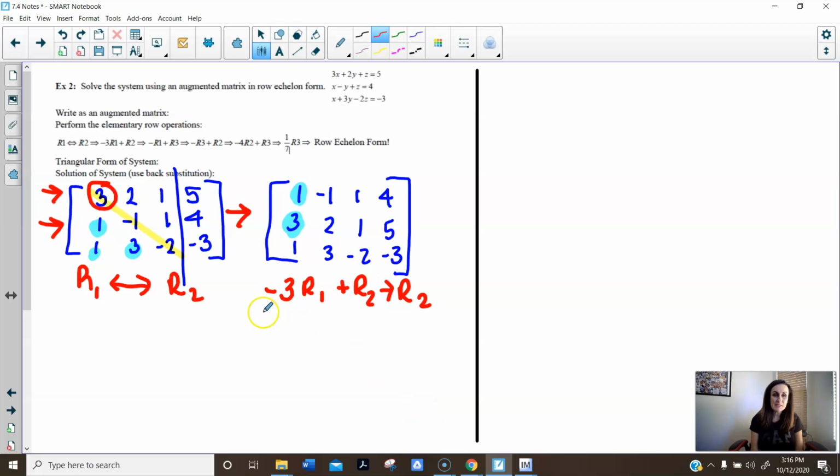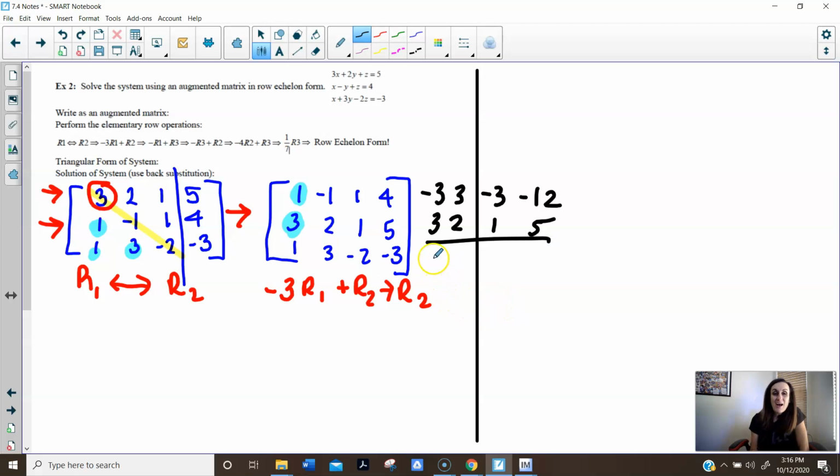So let's try that. So -3 times row 1. That's going to give us -3. -3 times -1 is 3. -3 times 1 is -3. And -3 times 4 is -12. And row 2 is 3, 2, 1, 5. And when I add those two rows together, hey, look, I get a 0, which is going to go in for that 3 right there.